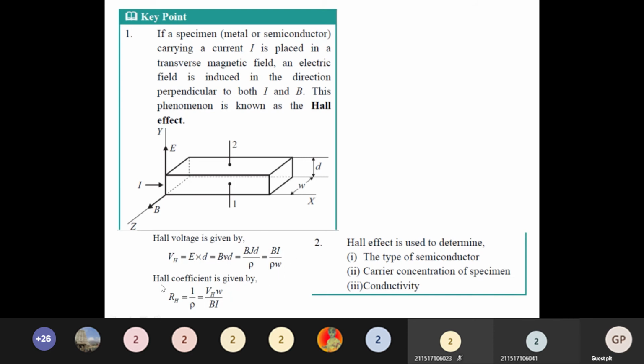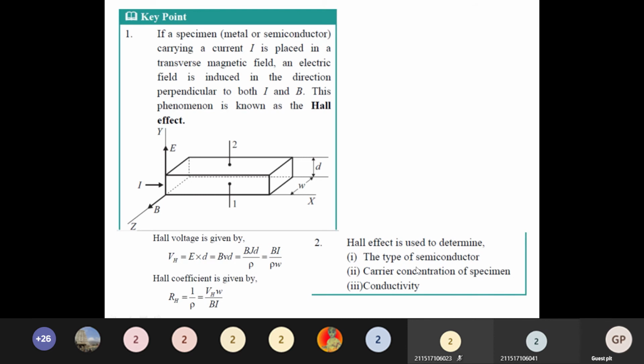Similarly, Hall effect coefficient RH is equal to 1 by rho, where rho means resistivity, which you already know, equal to VH into W divided by B into I. Here W represents the width. Another point is that the Hall effect is also used to determine the type of semiconductor, the carrier concentration of a specimen, and the conductivity.